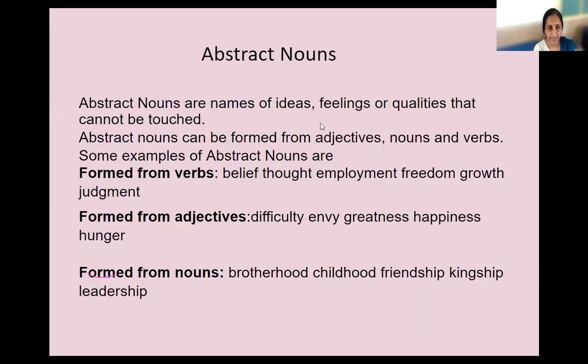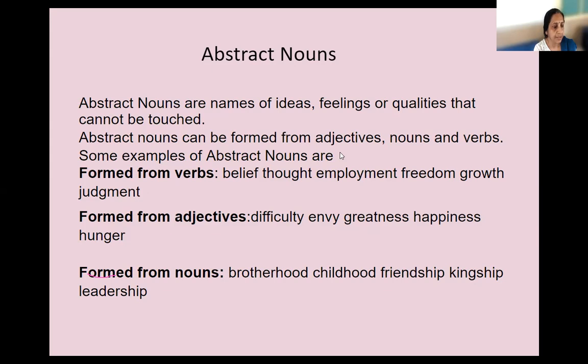Then we have abstract nouns. Now, abstract nouns are names of ideas, feelings, or qualities that cannot be touched. Abstract nouns can be formed from adjectives, nouns, and verbs. So you cannot see them, you cannot feel them, or you cannot touch them. It is just an emotion or a feeling. You cannot touch it or see it.